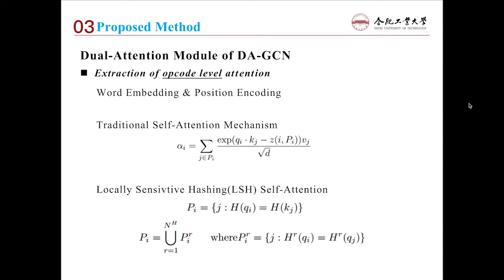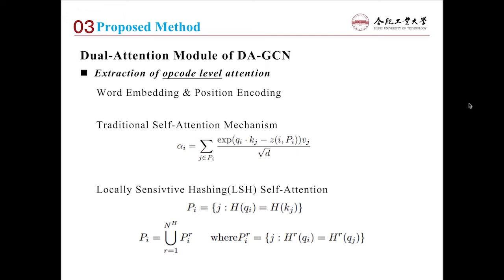In the dual attention module, we calculate the attention coefficients at the opcode level and control flow level, respectively. In the extraction of opcode level attention, we first apply word embedding so that the instructions mapped as different integers are transformed into fixed-size real-value vectors. To exploit the ordering information of the opcode sequence, the position of each instruction is encoded. The position encoding is then added to the embedding vector.